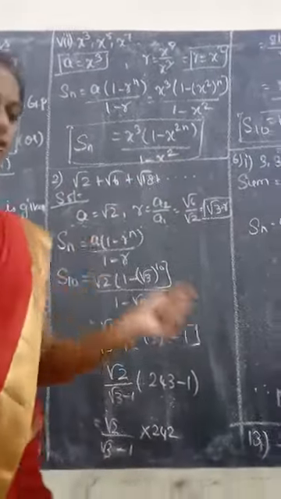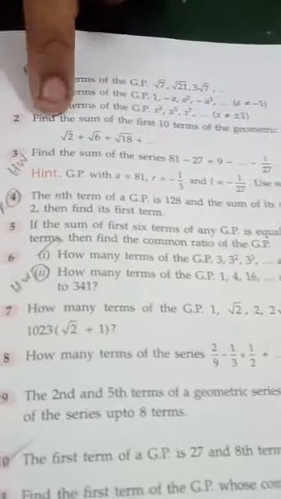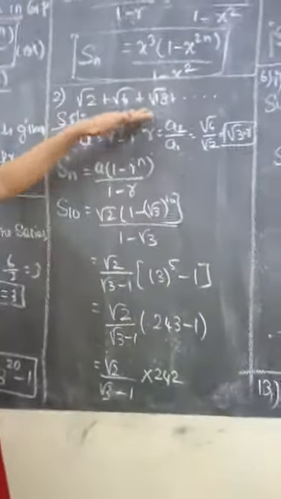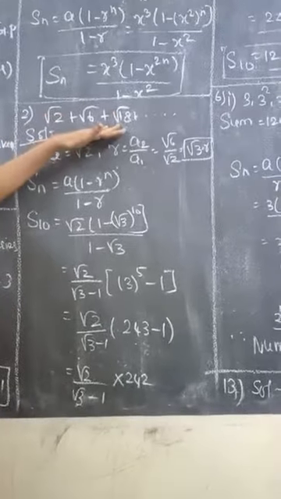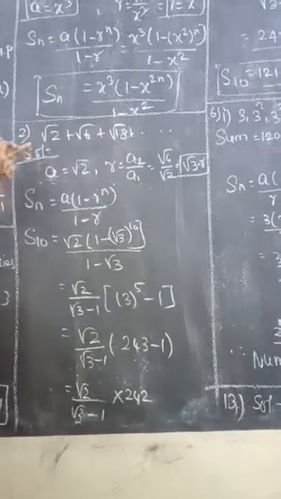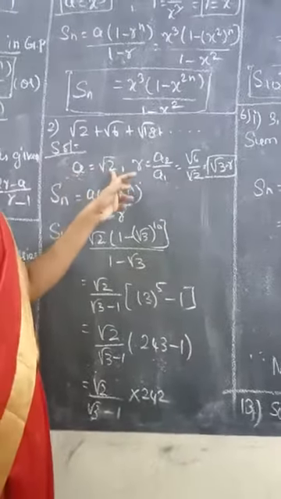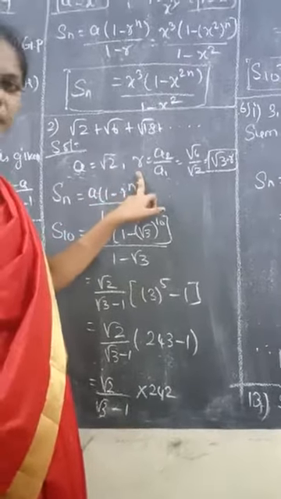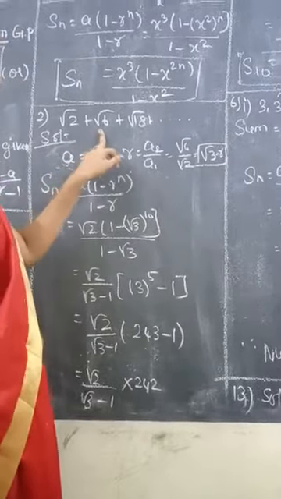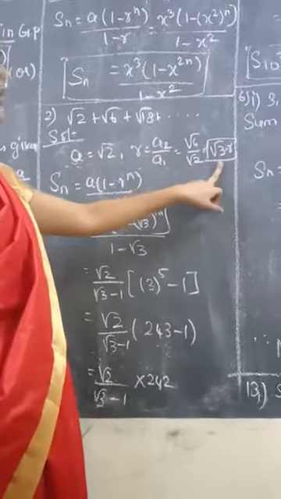Come to the second question children. Find the sum of, so since it says sum, we need to use the sum formula. Find the sum of the first 10 terms of the geometric series root 2 plus root 6 plus root 18 etc. So listen, this is the series. In this series we need to find the 10th term. So what is a? a equals root 2. What is r? a2 divided by a1. a2 is root 6, root 6 divided by root 2 equals root 3.